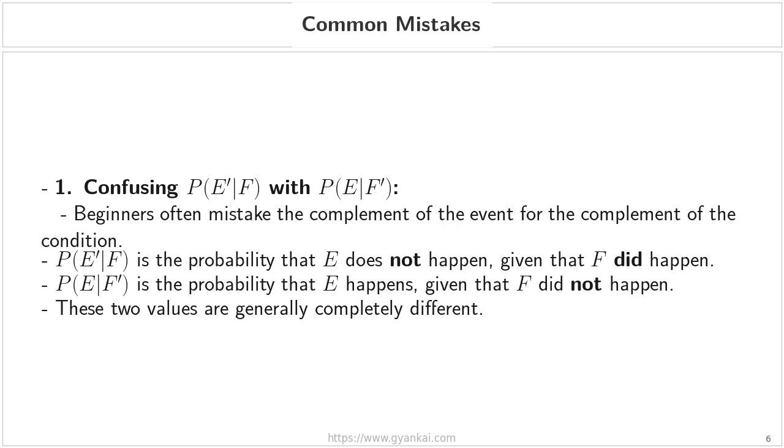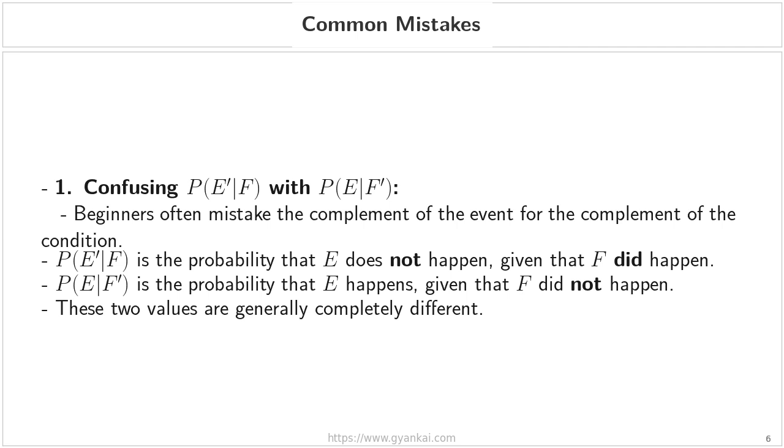Please be very careful here. When we write the probability of E prime, given F, we are talking about the probability that event E does not happen, specifically within the context that event F has already occurred. On the other hand, the probability of E, given F prime, refers to the probability that event E happens, given that event F did not occur.